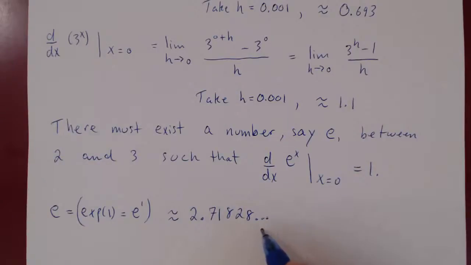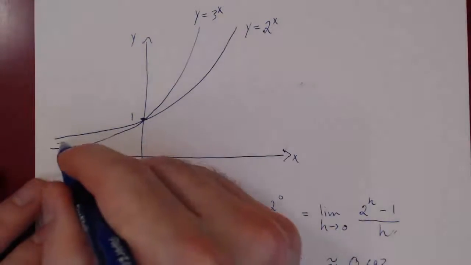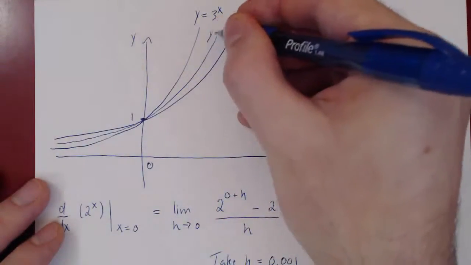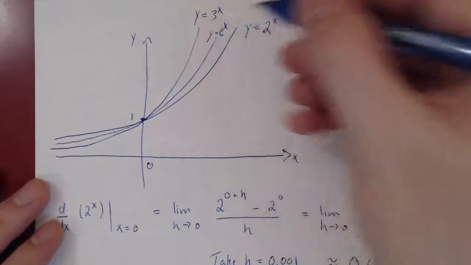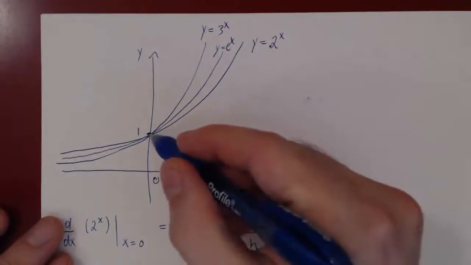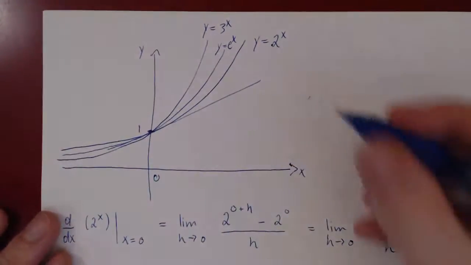This number happens to be an irrational number. So it has an infinite decimal expansion, and there is no repeating pattern. But if you were to draw y equals e to the x, with this choice of base, which is approximately 2.71828, the slope at 0 will be exactly 1.